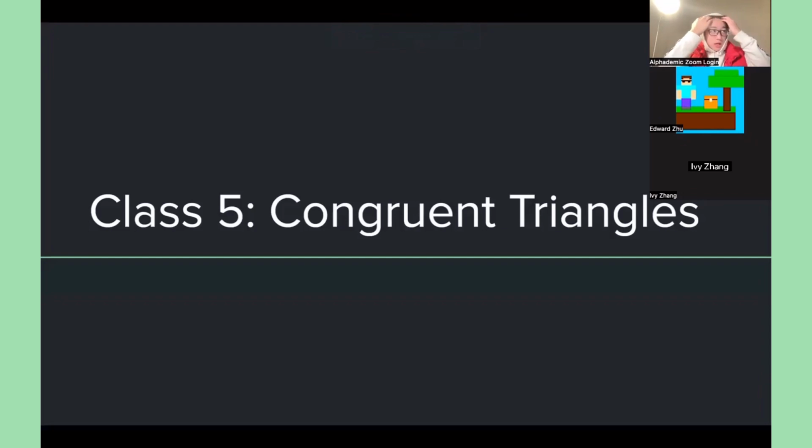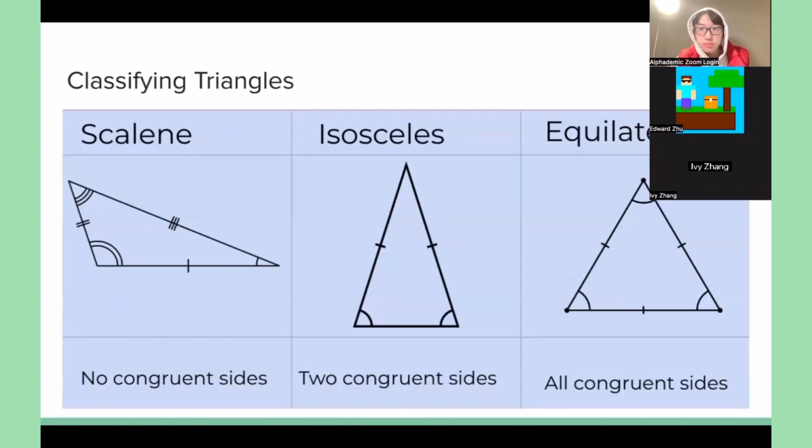All right, so this is class number 5, where we will be talking about congruent triangles. First up, we will be classifying triangles, and usually we can classify them as 3 different types: scalene, isosceles, and equilateral.